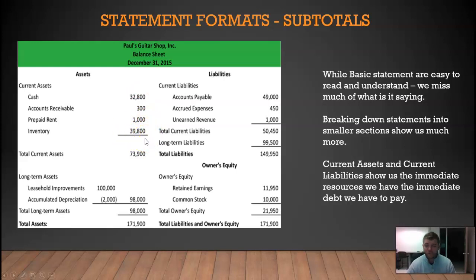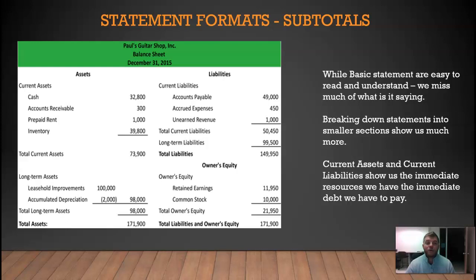They do ratios. We're not on ratios yet, but one's called a current ratio, which is your current assets divided by your current liabilities. If it's not over 1, people generally don't want to invest in you. It's not a very good company. Because what that's saying is that if it's not 1, so 39,800 divided by 50,450 would be like 0.75 or something.